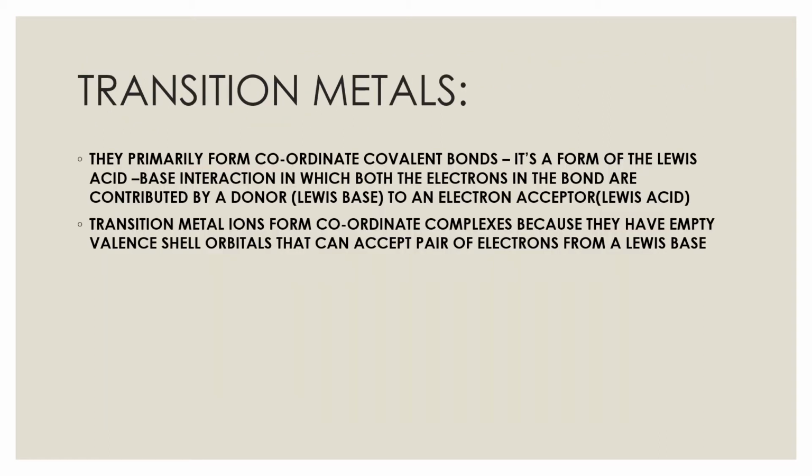So let us see the transition metals. They primarily form coordinate covalent bonds. It's a form of Lewis acid-base interaction in which both the electrons in the bond are contributed by a donor, that is always a Lewis base, to an electron acceptor, which is a Lewis acid. So transition metal ions form coordinate complexes because they have empty valence shell orbitals that can accept a pair of electrons from a Lewis base.